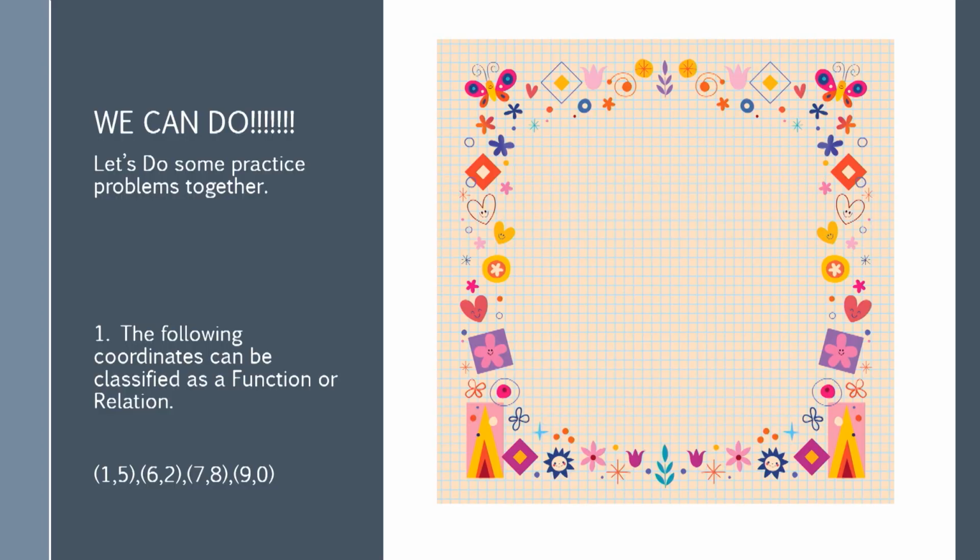The following coordinates can be classified as either a function or a relation. So let's look. I'm going to go ahead and draw, and you do this on your paper as well, my x and y axis. Now I'm going to graph this. I have (1, 5). I go over 1, up 5. I have (6, 2): over 6, up 2. I have (7, 8): over 7, up 8. Then I have (9, 0).